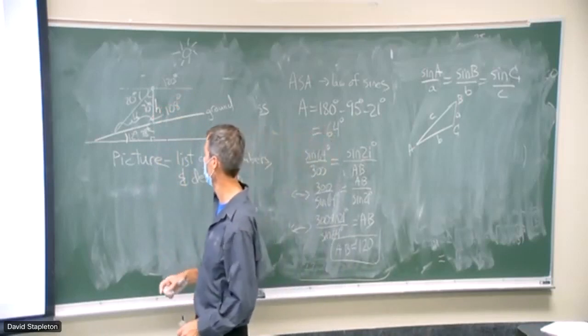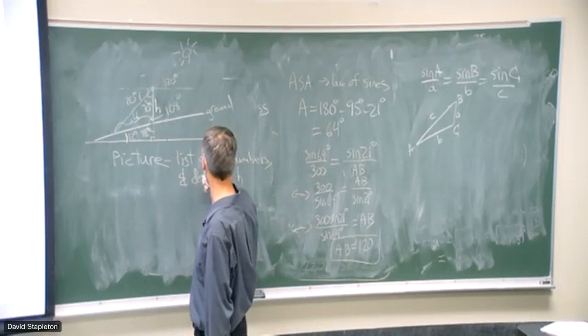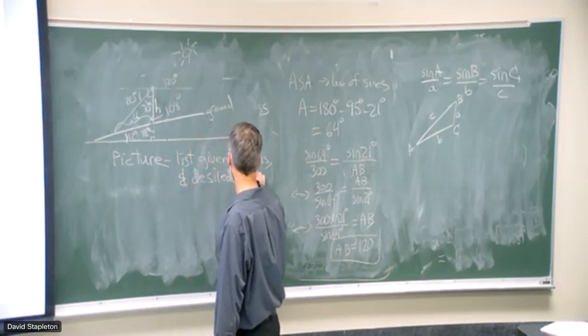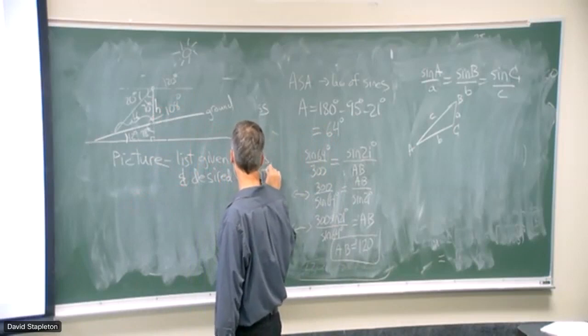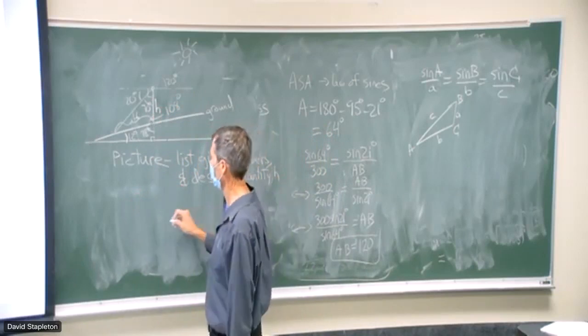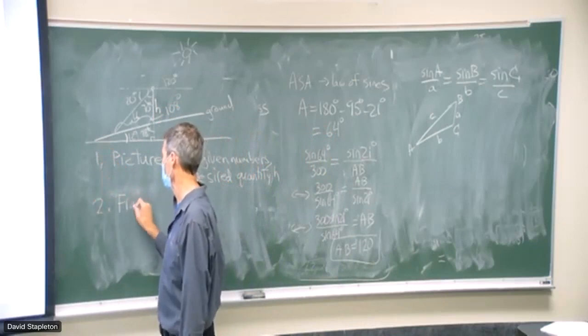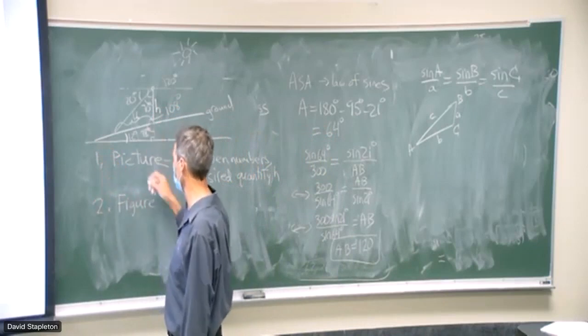Draw the picture, write the given numbers and desired quantities, H. Now, in the second part, you figure any obvious results. That's what I just did there.